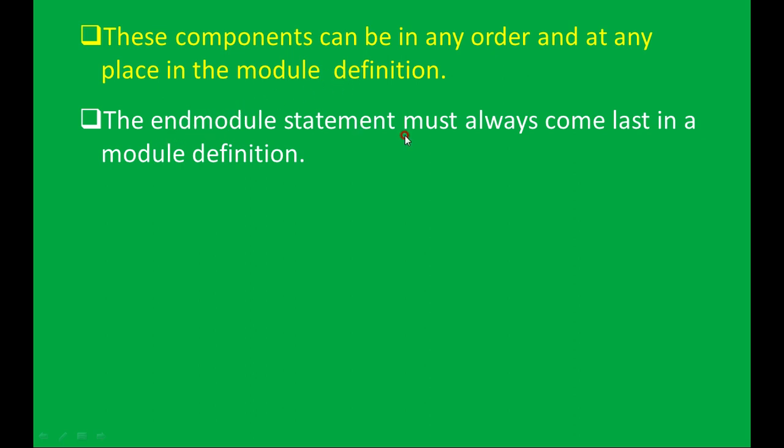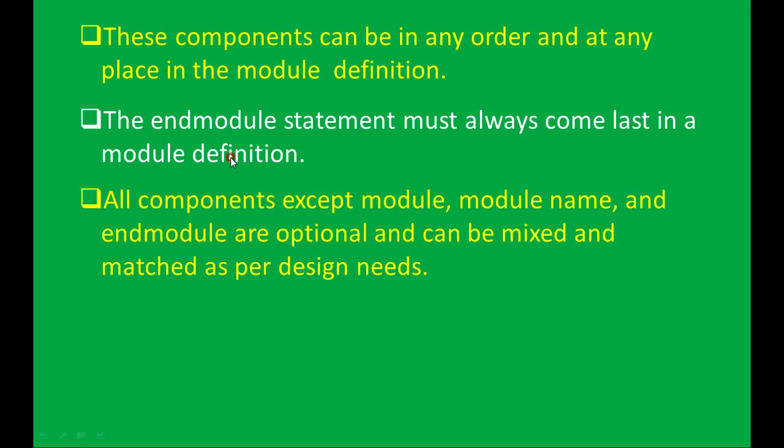The endmodule statement must always come last in a module definition. To indicate the end of the module, we write the endmodule statement. All components except module name and endmodule are optional. So module name and endmodule are mandatory. The remaining things, as and when we require, are optional and can be mixed and matched as per the design requirement.